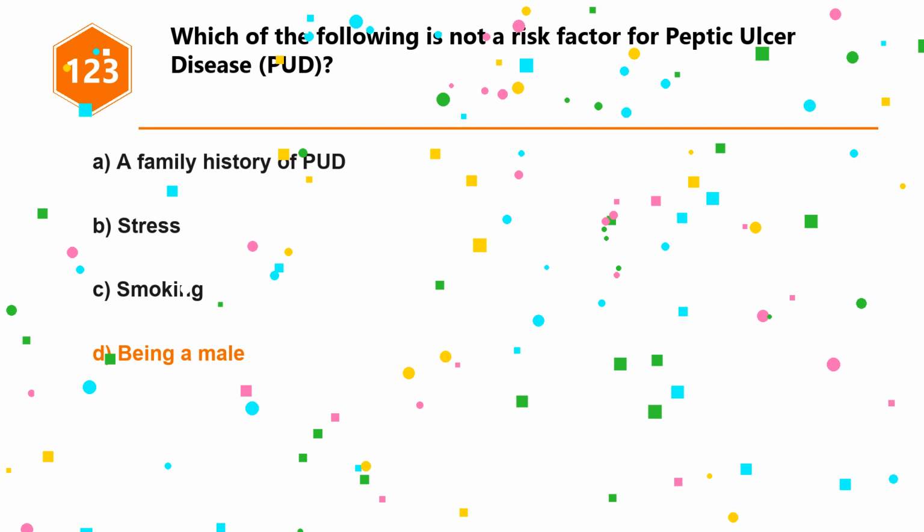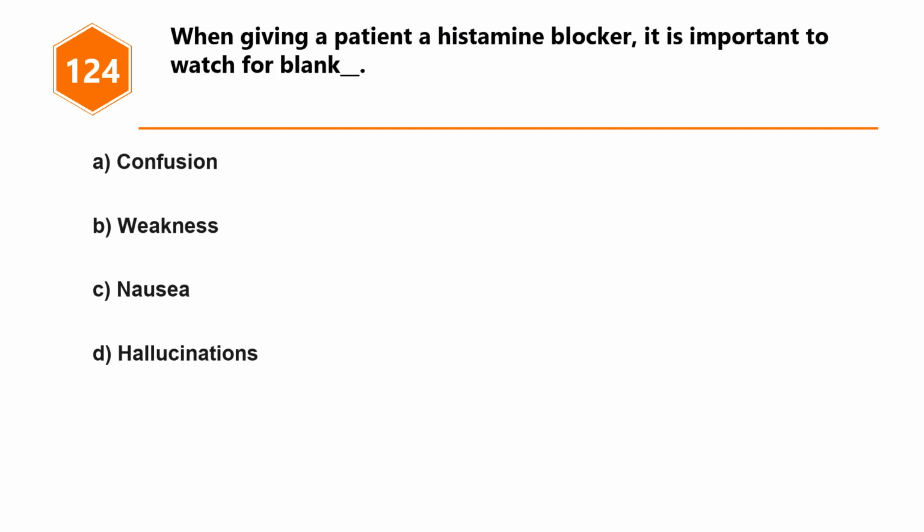The correct answer is option D. Being a male. Question 124. When giving a patient a histamine blocker, it is important to watch for blank. Option A. Confusion. Option B. Weakness. Option C. Nausea. Option D. Hallucinations.